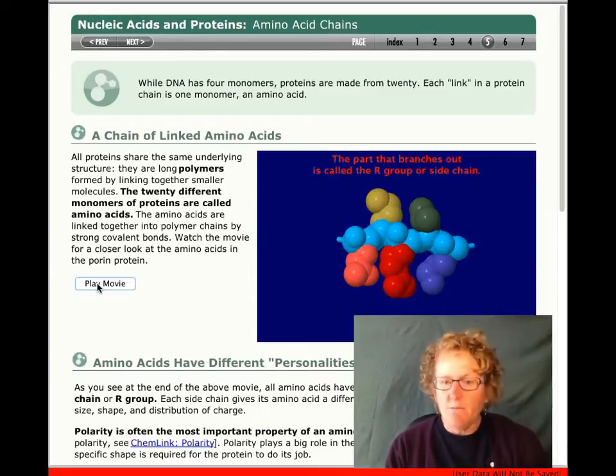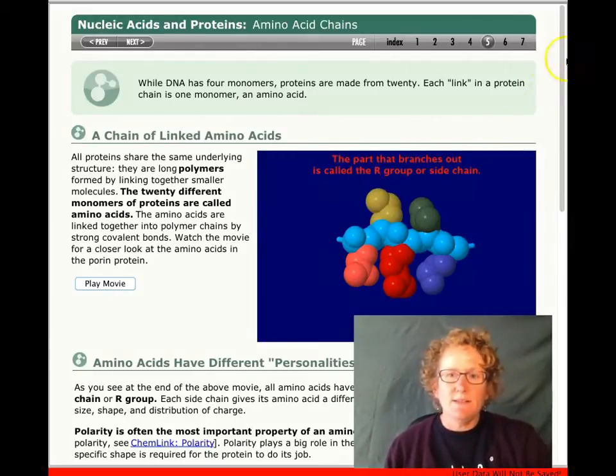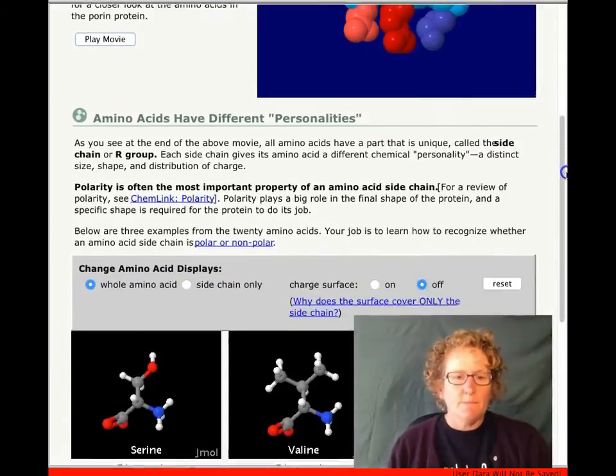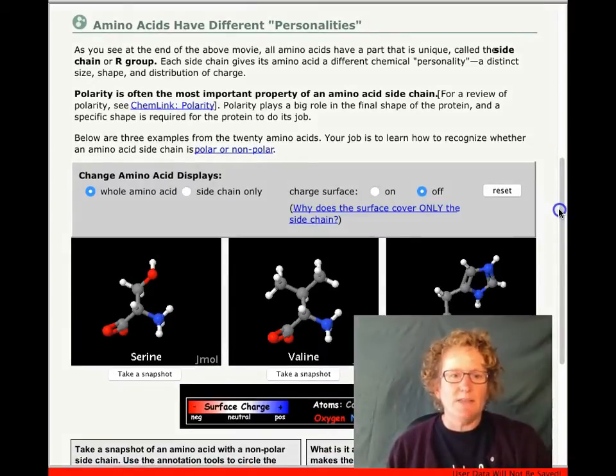And if you want to think of me, your science teacher, or one of the science teachers in the department, is a little weird, kind of different, that's Miss R. And the R group, of course, is a little different. So amino acids have those different personalities, and that's because of their R group. That's the different part.